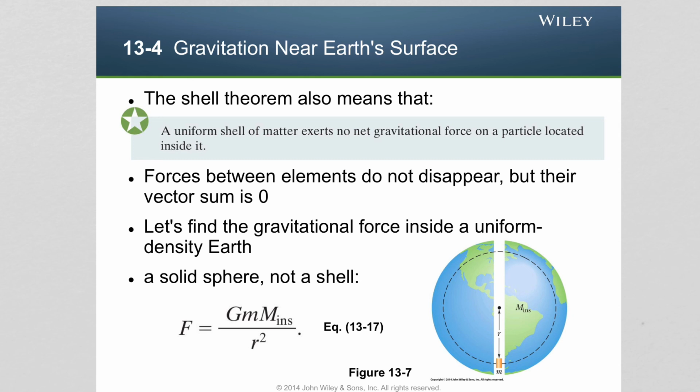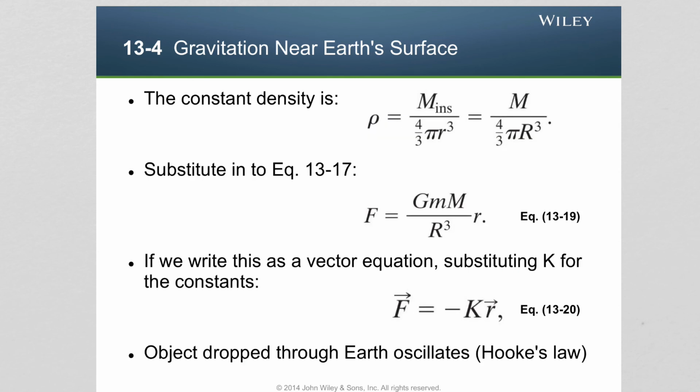Let's call the mass of that part of Earth that is below the object m inside. Then the object experiences gravitational force F, which is equal to the gravitational constant times the mass of this object times the mass of the inside of Earth divided by the distance to the center to the second power. Since the density of Earth is considered here to be constant, I can use the expression for density to relate the mass inside with the total mass of Earth. So the density is equal to the mass inside divided by 4/3 pi r to the third power, which is the volume of a sphere with radius r. But the density of Earth is also equal to the mass of Earth divided by 4/3 pi r to the third power, where r here is the radius of Earth.